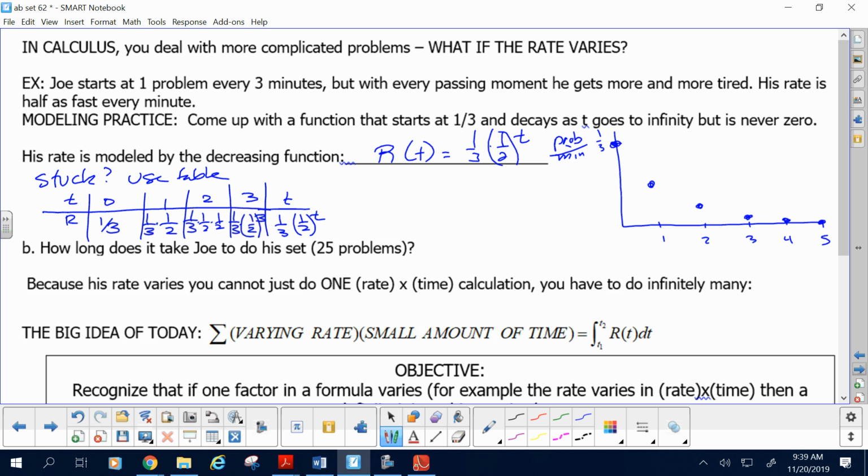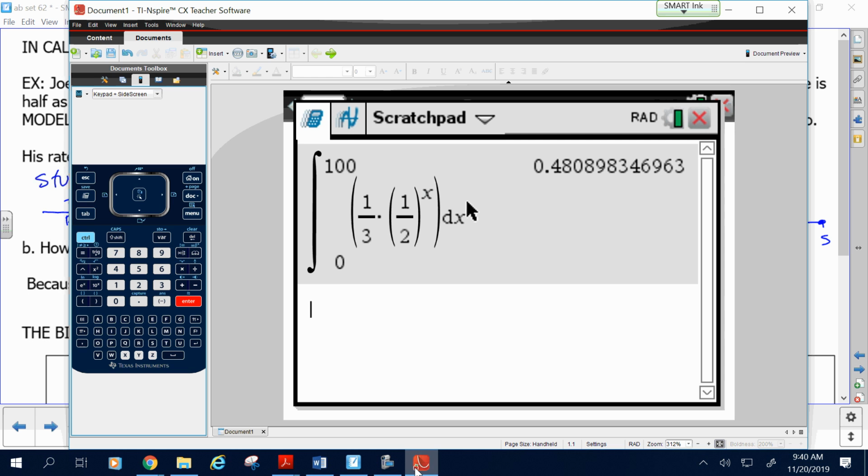Graphing it. Okay, so that's what R looks like. Cool, now what? The integral from 0 to x of R(t), where x represents how long it's going to take, equals 25. Good stuff. Now, if you try that, your calculator can do an integral defined function.